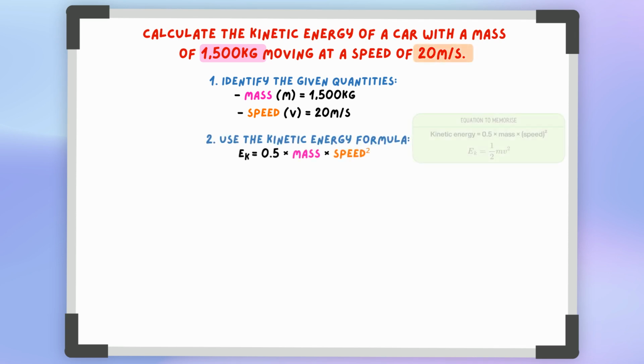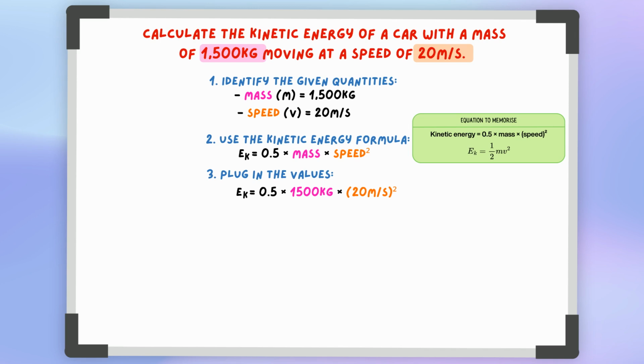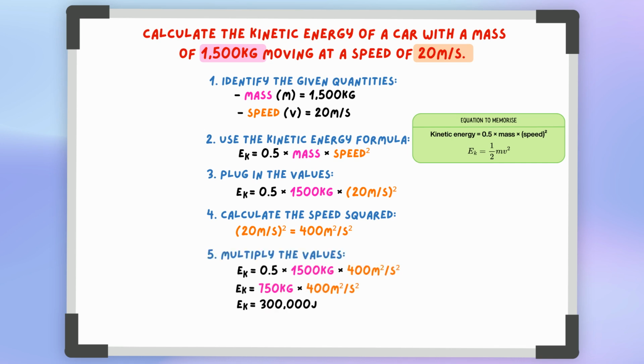Then write out the kinetic energy formula. Next, plug in the values that we identified in step 1 into the formula. Then we can calculate the speed squared, which is 400 meters squared per second squared. Finally, multiply the values, which gives us an answer of 300,000 joules. So the kinetic energy of the car is 300,000 joules.